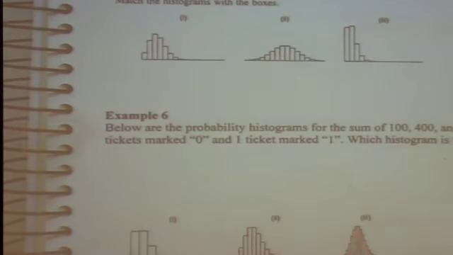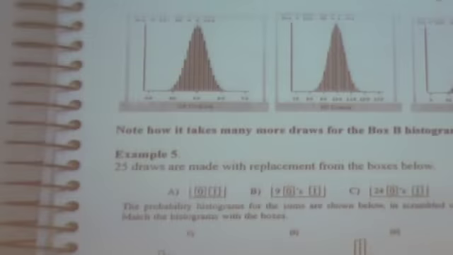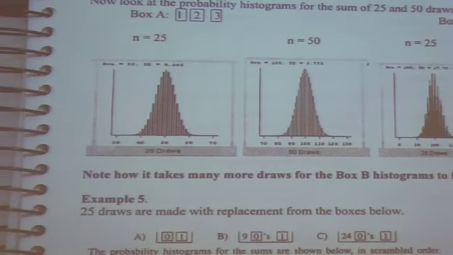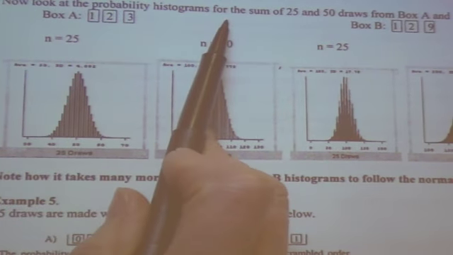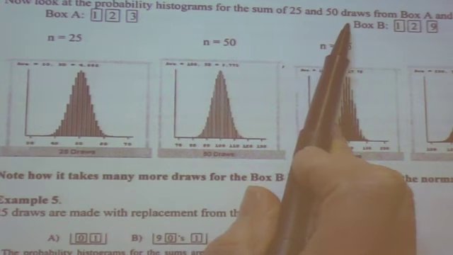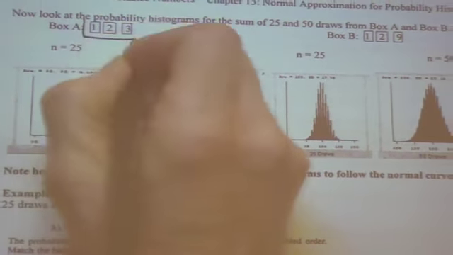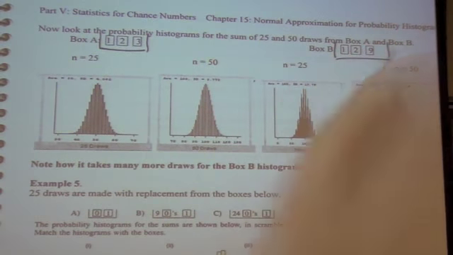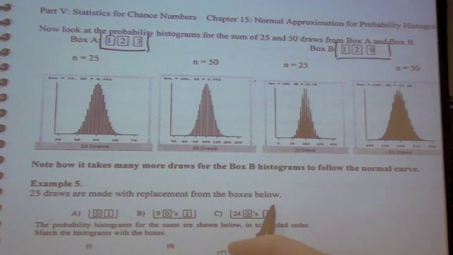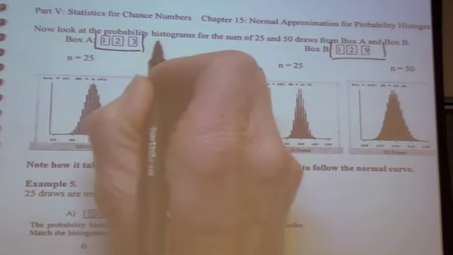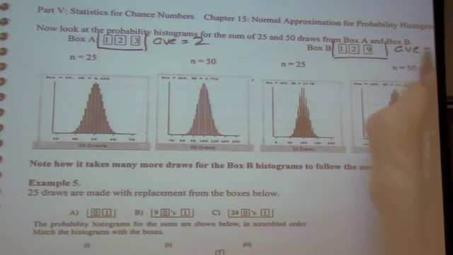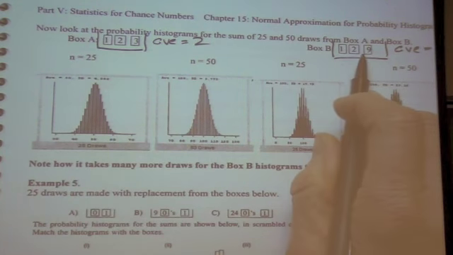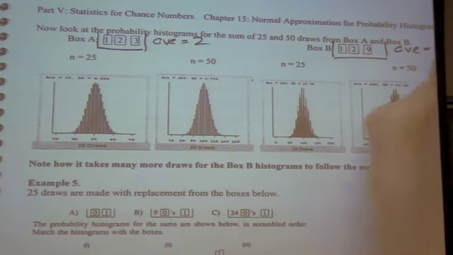And front page. Alright, let's do this problem. This is just an illustration of what we just did on the computer. Here it is. Look at the probability histogram for the sum of 25 and 50 draws from these two boxes. These tickets and these tickets. See what I was doing? So the average of this box is 2, and the average of this box is what? 12 divided by 3 is 4.